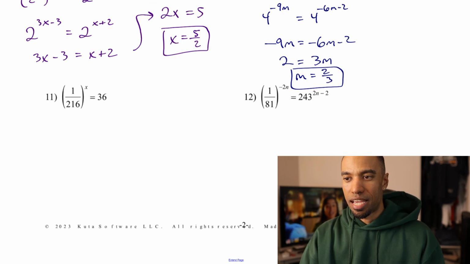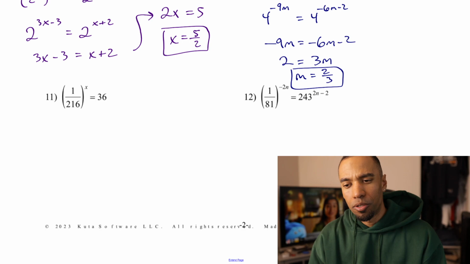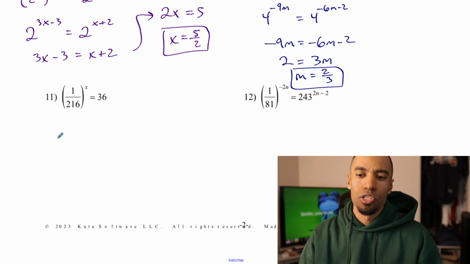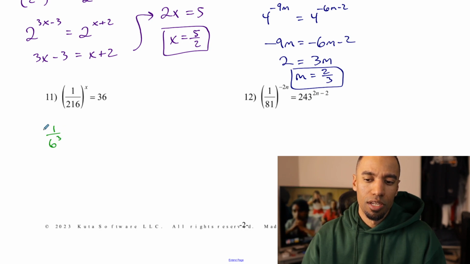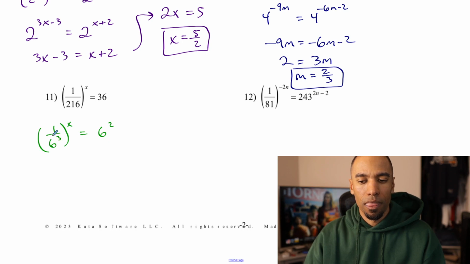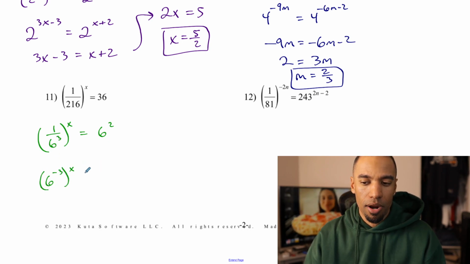1 over 216 to the x equals 36 once again. For my students, they generally have what's called a power table, just an idea where you can find what power things I can work with here. 216 is 6 cubed, and 36 is 6 squared, trying to get a matching base right there. 1 over 6 cubed is 6 to the negative 3rd power. We've kind of brought that up before.